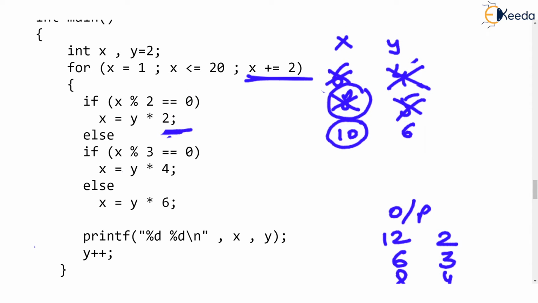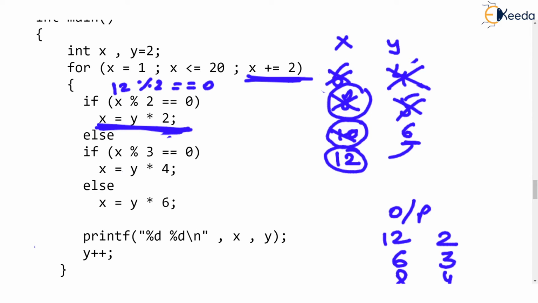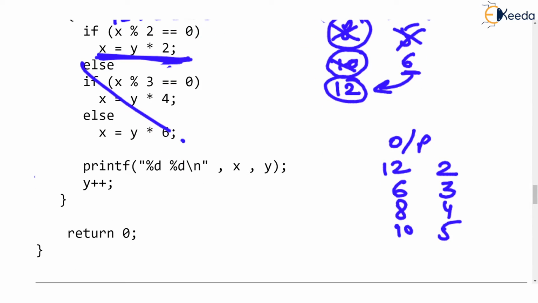So now, the new value of x is 10. Here we go. During the next repetition, x becomes 12. Now 12 % 2 is still 0. Then x becomes y into 2. But y is already 6. So x will remain 12. I hope now we get enough idea about this, isn't it? See, x will remain 12 because 6 into 2 is 12. And then this else will not run. So the next output is going to be x and y, which is 12 and 6.